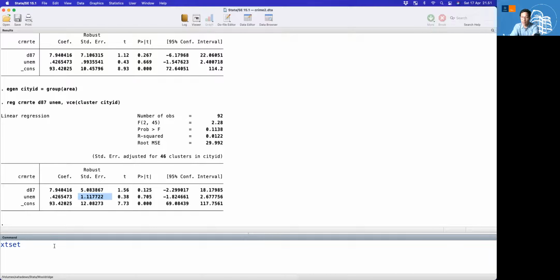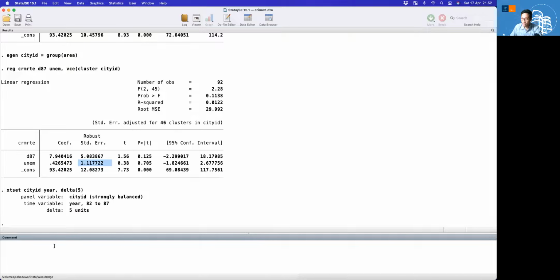Stata doesn't know that we actually have panel data. So by using the CDID and then the year, we're going to tell Stata, hey, let's start acknowledging that this is panel data. Note that the data is between 82 and 87, so we need to identify that the difference in the year is 5 years in this case.